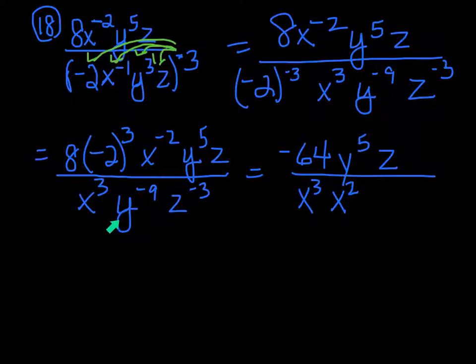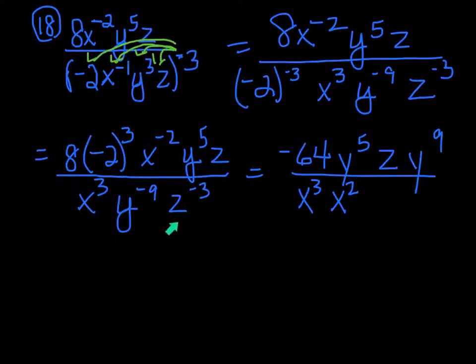I have y to the negative ninth, and I can't have that, right? So I'm going to move that up to the top. So I'm going to make that y to the positive ninth. All right, let's keep going. So I still have this in the denominator. This one up to the numerator, and let's look at this one.